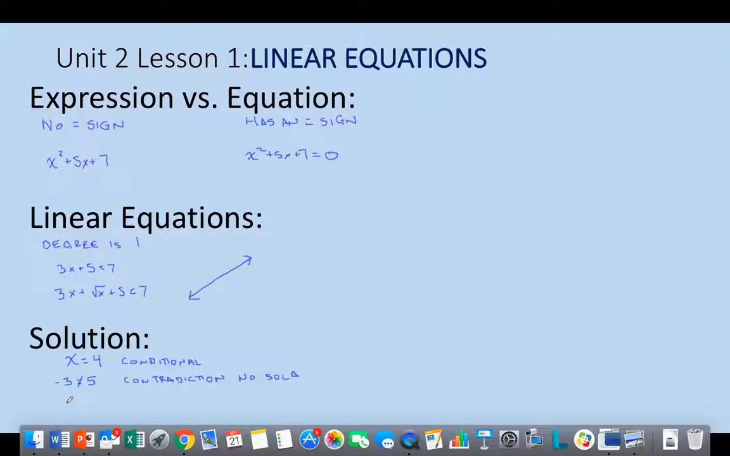The final case here is you'll go through all of your work and you'll get something like 5 equals 5. Now, this is a true statement, but it is still pretty weird. We don't get our answer. What's happening here is this is called an identity. And this means that all real numbers are solutions. Any number I could plug in to my equation and it would make it true.